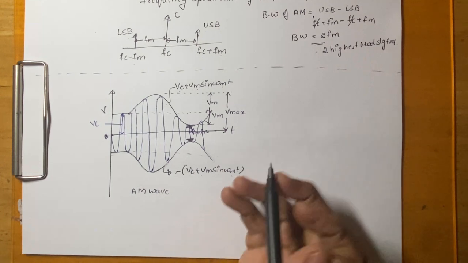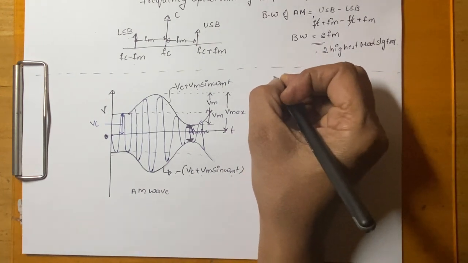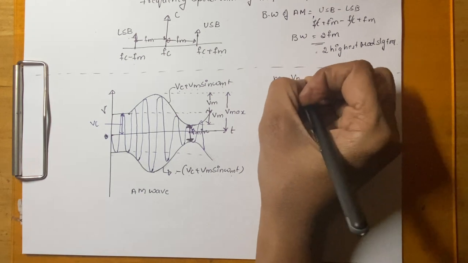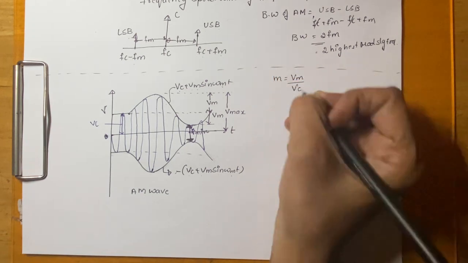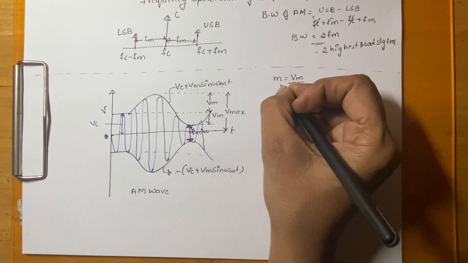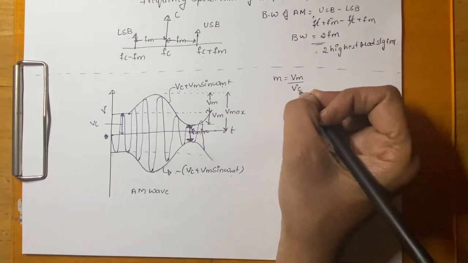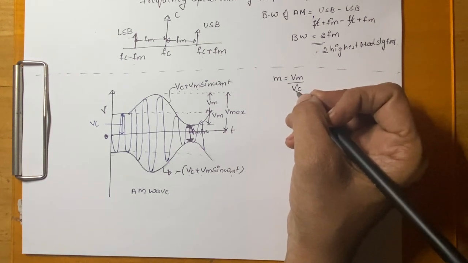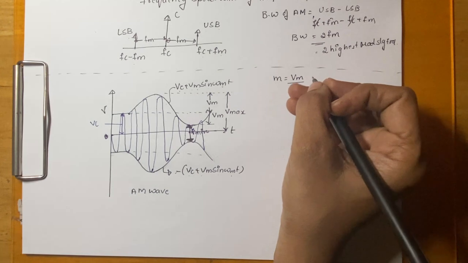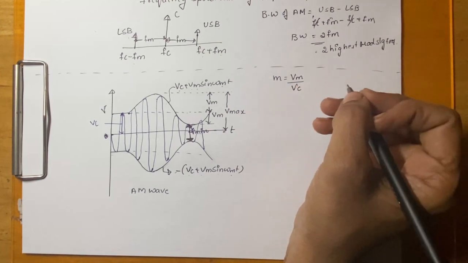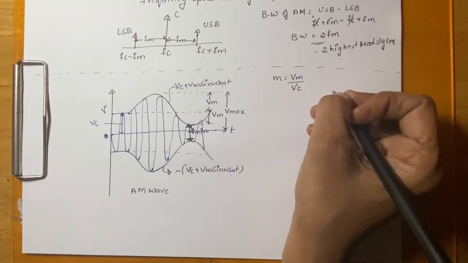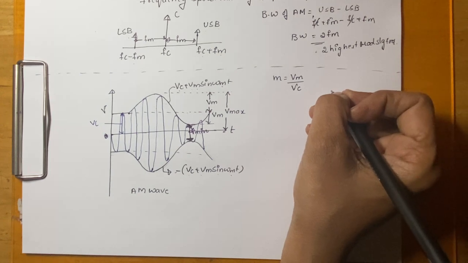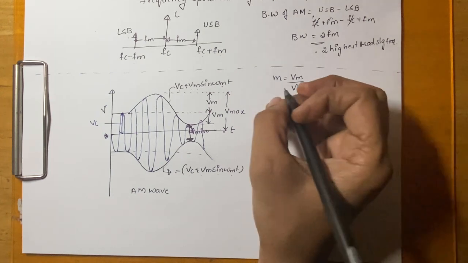Now we can rewrite this. We know that the modulation index is nothing but the ratio of Vm by Vc. We also know that modulation index is nothing but depth of modulation, or the percentage of how much modulation will take place. Generally this will be in the range of 0 to 1. It can never be greater than 1, which would mean greater than 100%.